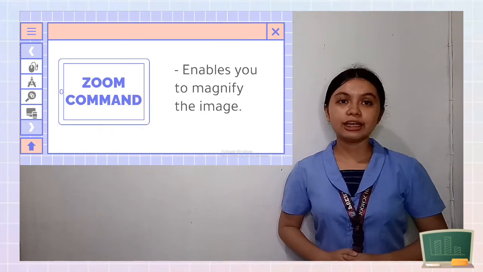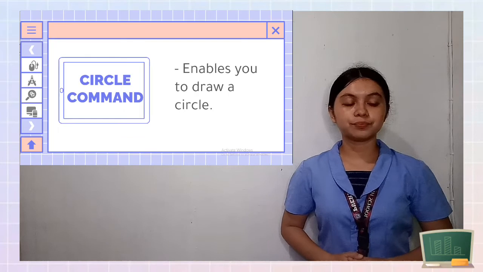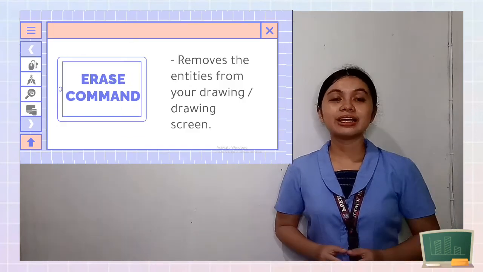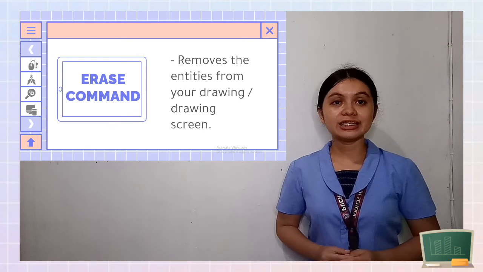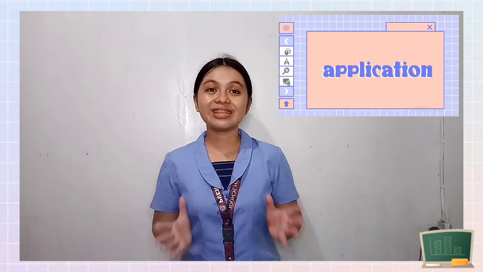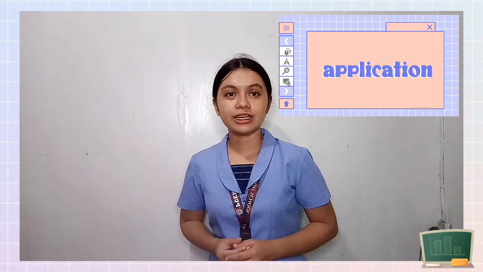Zoom command enables you to magnify the image. Circle command enables you to draw a circle. Erase command removes the entities in your drawing or the drawing area. So in typing down the command in the command bar, you have 2 options. First, you can write the whole word of the command, and second, you can just type the first letter of the command, and with the help of your mouse, you can look for the command that you will be using or needing.